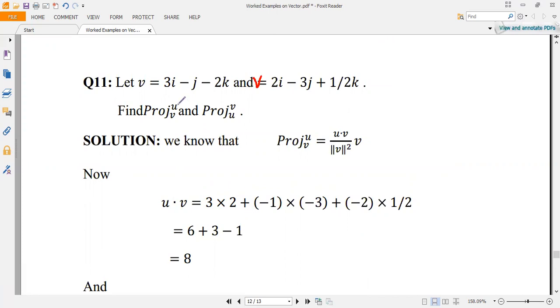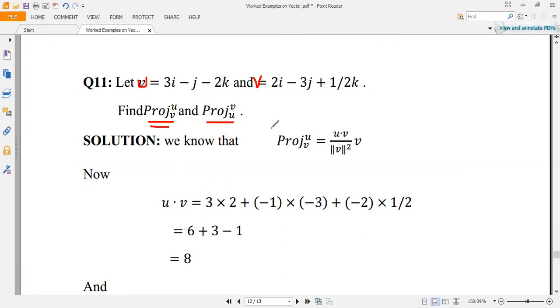V is this one. U is this one. They said u is this one and v is this one. 3i minus j minus 2k, and v is 2i minus 3j plus 1 over 2k. So to find the projection of u on v and to find the projection of v on u, they are different.